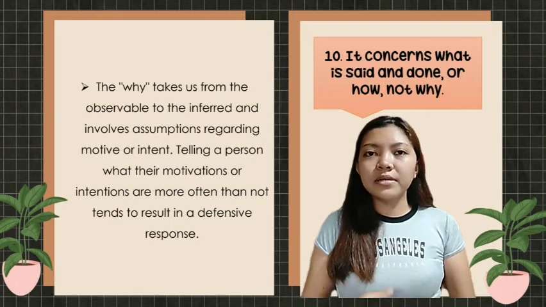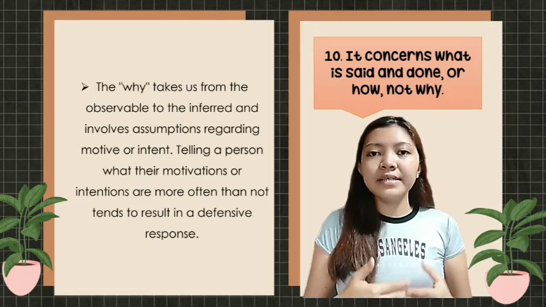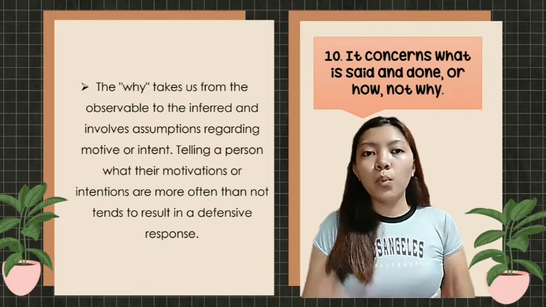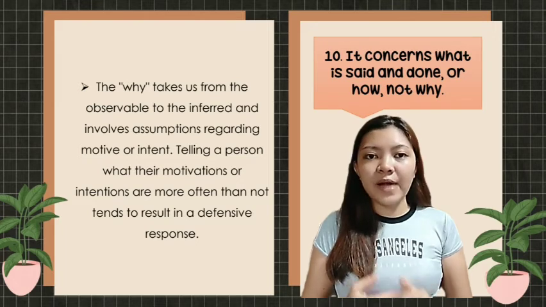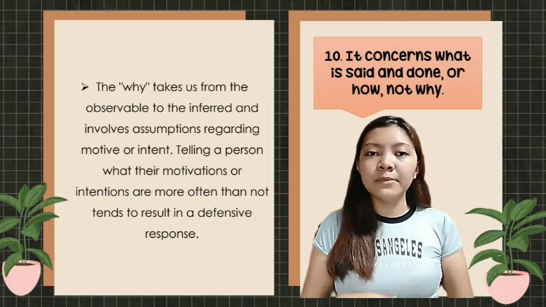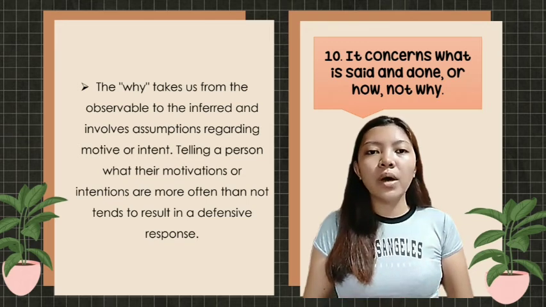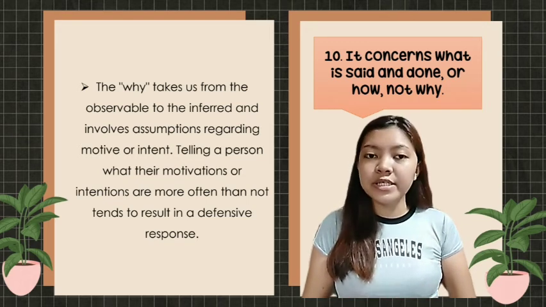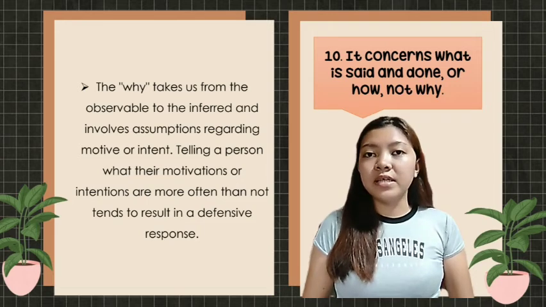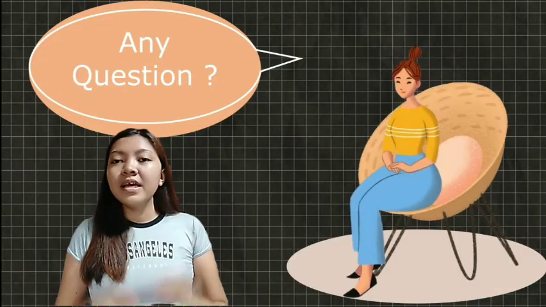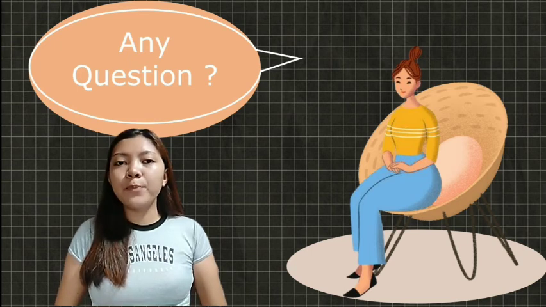And the last characteristic of constructive feedback is it concerns what is said and done, or how, not why. The why takes us from the observable to the inferred and involves assumptions regarding motive or intent. Telling a person what their motivations or intentions are more often than not tends to result in a defensive response. So those are the characteristics of constructive feedback, and that's the end of my report.